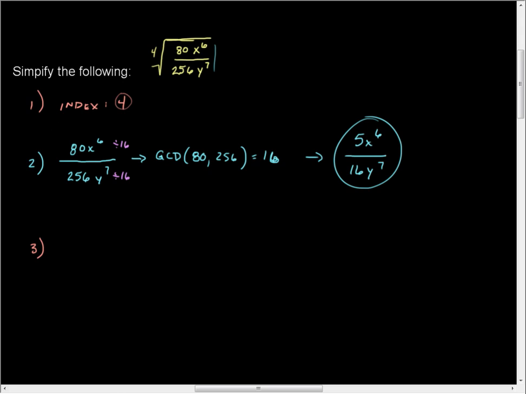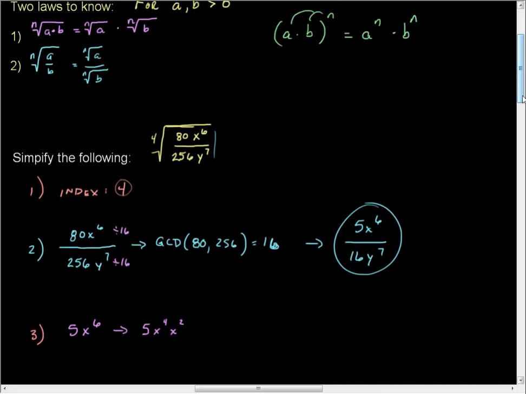And so we're just going to consider 5x to the 6th. And we're going to ask ourselves, is 5 a perfect fourth power of any number? No, not really, because 1 to the 4th is 1, 2 to the 4th is 16. Well, 5's somewhere in between. The 5 is going to be somewhere between 1 and 2, and so it's not perfect. So that's going to stay put. However, x to the 6th does have a perfect fourth power, and that's x to the 4th. And so I'm going to split x to the 6th into x to the 4th and x squared. Because now I can separate it using number 1.